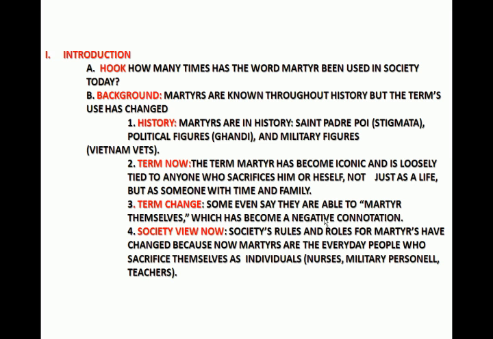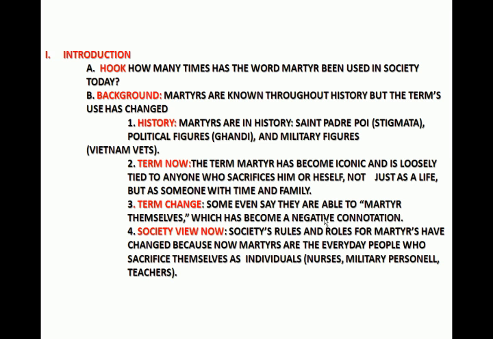So take a look at number 1, history, colon, 2, term now, 3, term change, 4, society view now. You need to write those things in red now. So underneath your B, write 1, history, 2, term now, 3, term change, 4, society view now. And feel free to pause the video as you decide to do that. It'll probably take you about a couple of minutes.